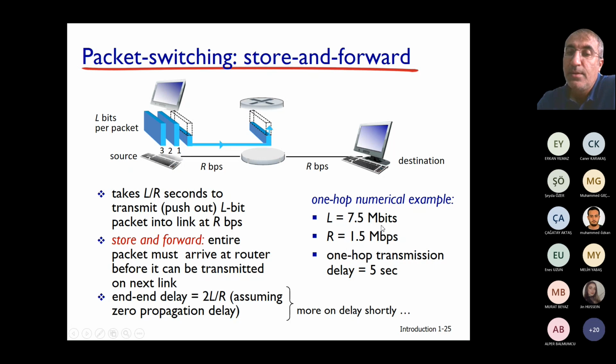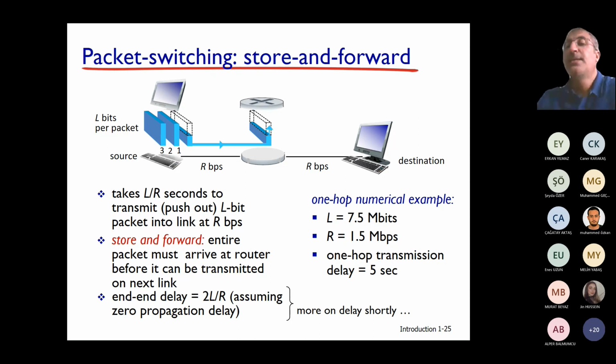So let's give an example, like just one hop delay. We have L, which is the length of the packet, let's say is 7.5 megabits. And R, which is our link capacity, let's say is 1.5 megabits per second. So the delay is L over R. You divide 7.5 over 1.5, and you end up with 5 seconds.